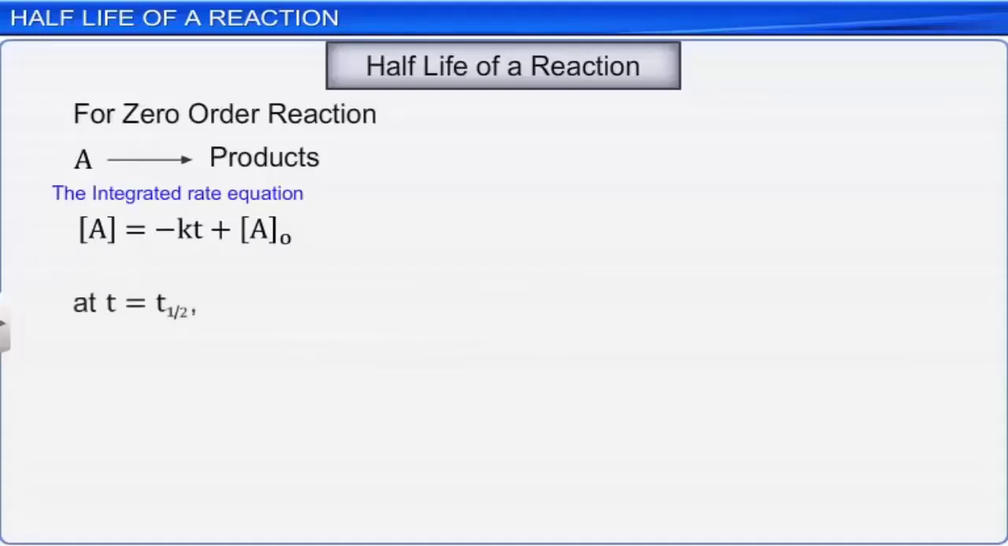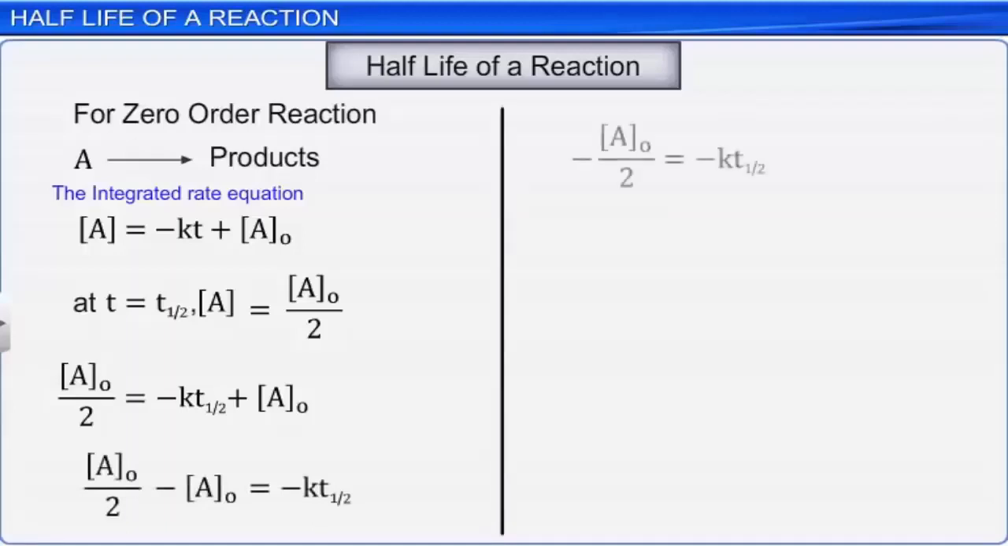Let T half be the time in which the concentration of reactant A reduces to half, which is equal to concentration of A naught by 2. Substituting the value of concentration of A and T in the given equation, we get concentration of A naught by 2 is equal to minus K multiplied by T half plus A naught. Calculating for T half, we get T half is equal to A naught by 2K.